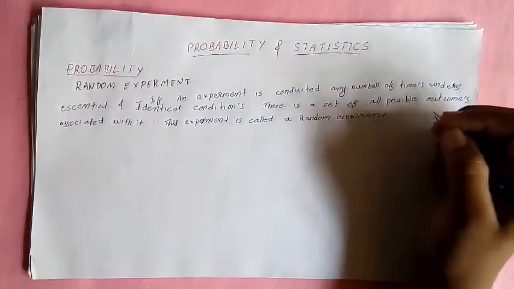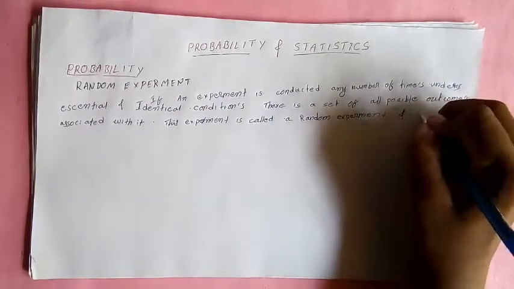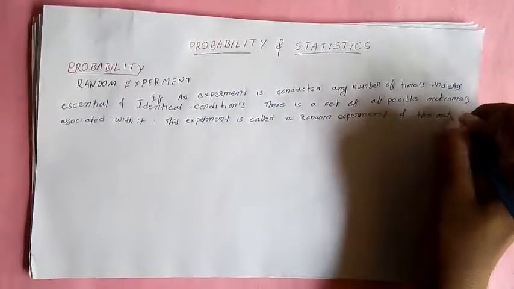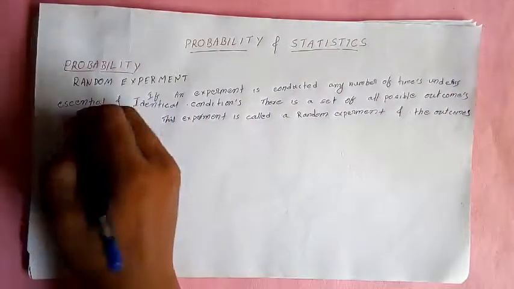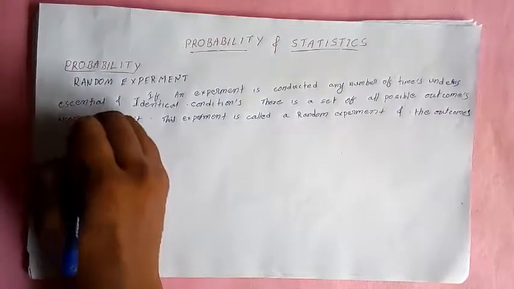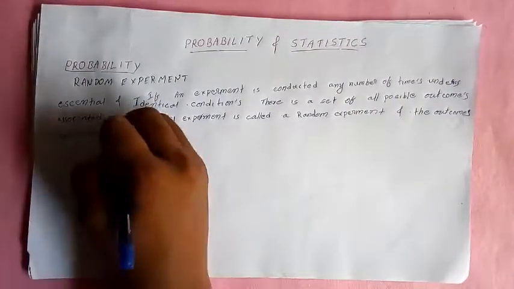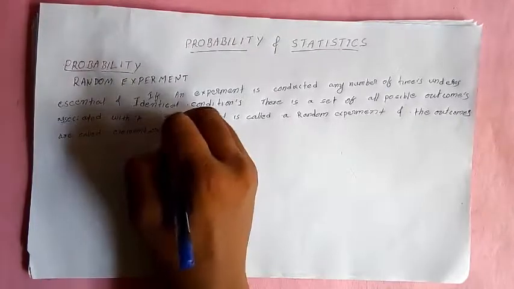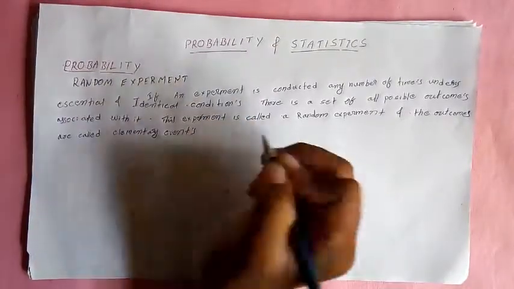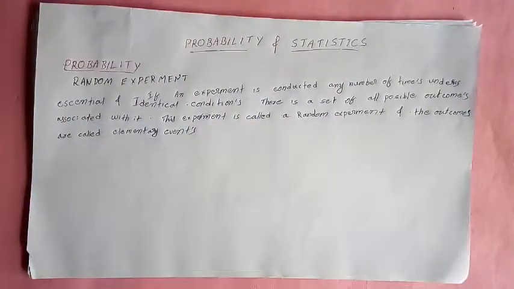And the outcomes are called elementary events. Okay, this is the definition of random experiment.